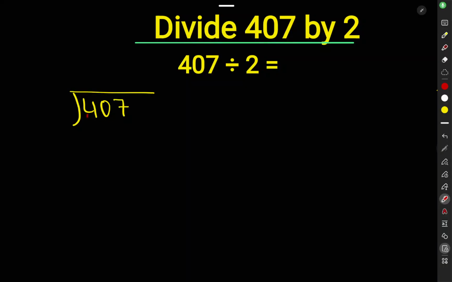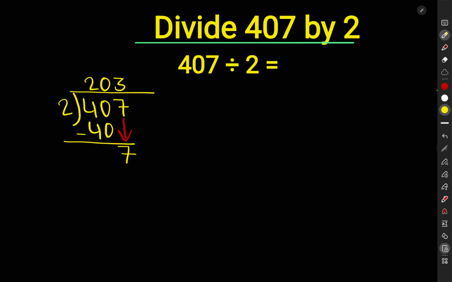We divide 407 by 2 in the long division method. So 2 times 20 is 40. On subtracting we get 0. So now we put down the number beside this, 7, and we remove this 0.